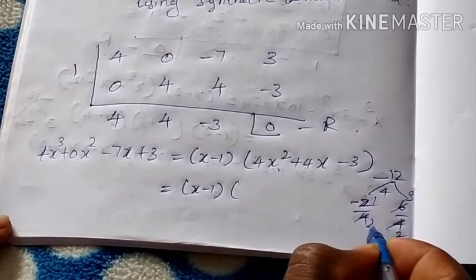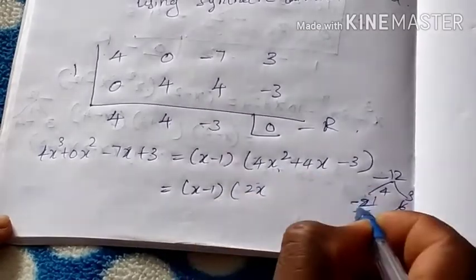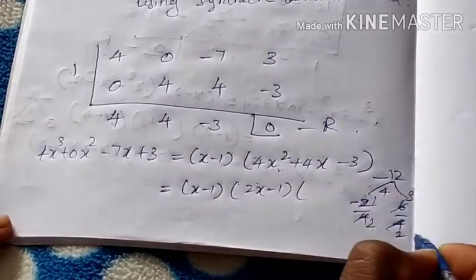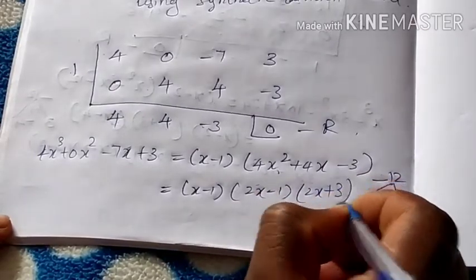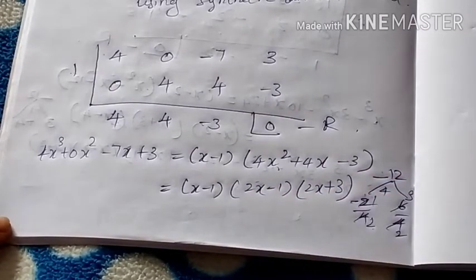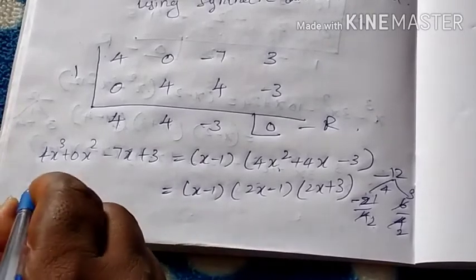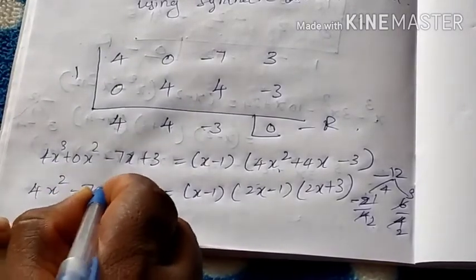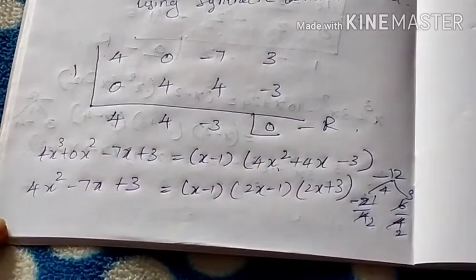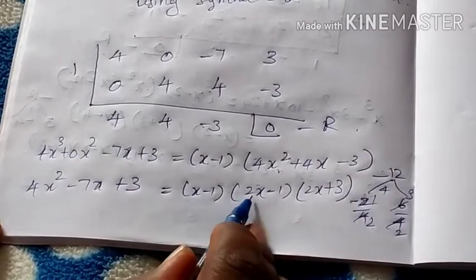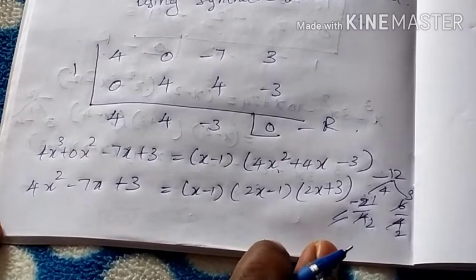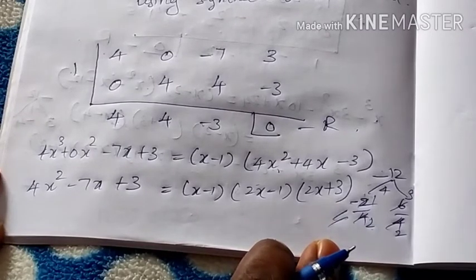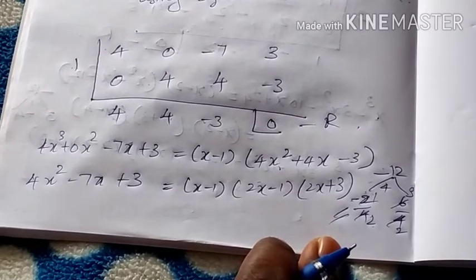Therefore here 2x minus 1 into 2x plus 3. That's all the factors. So 4x square plus 4x minus 3 gives 4x cube minus 7x plus 3 equals x minus 1, 2x minus 1, 2x plus 3. That's all the factors of the given polynomial. Have you understood?